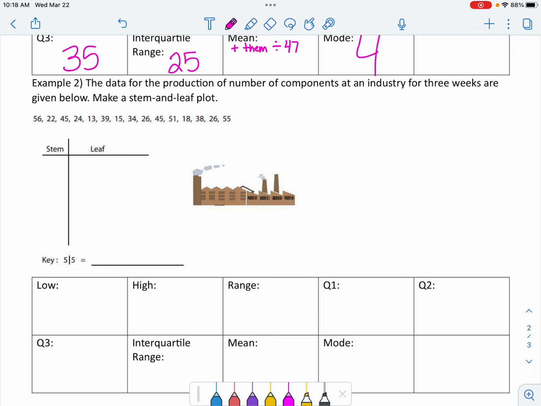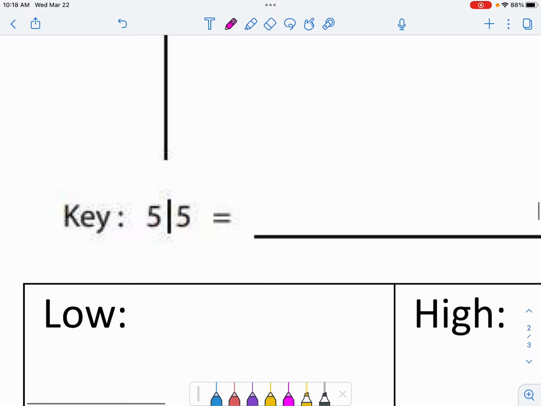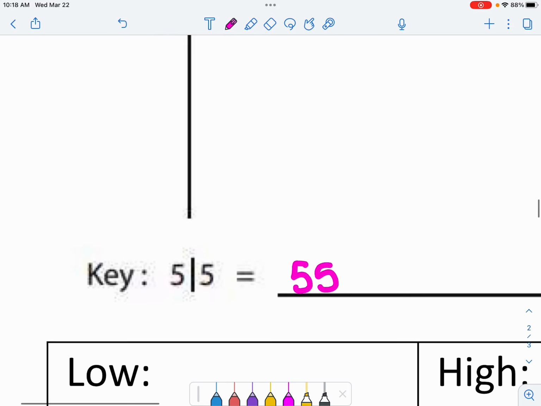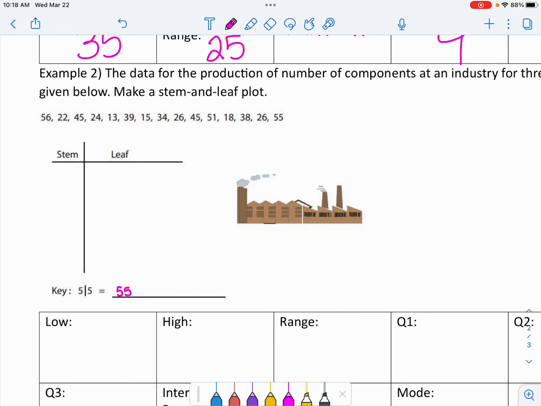Stem and leaf. And what do you guys think about that key? Let's zoom into key. What do you guys think 5/5 should mean in this case, based off our data? Yes, 5/5 will mean 55. Okay, so what's your lowest number? Does anybody see the lowest number?